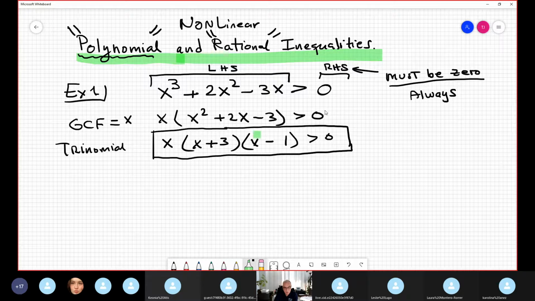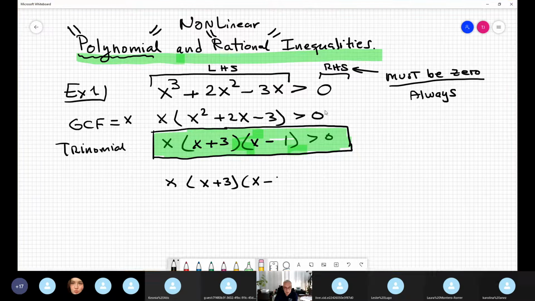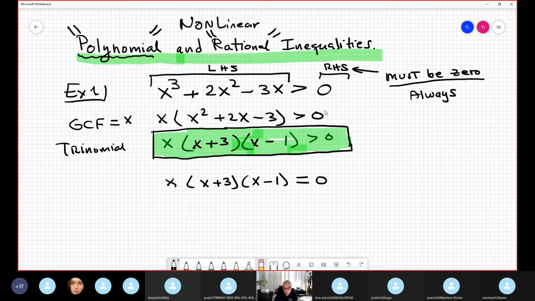Okay, this is important step. I want to see any test. Factorization, right hand side 0, good. What is the second step? Well, the second step is write again the inequality, sorry, but like an equation, no inequality, like an equation, equal sign.